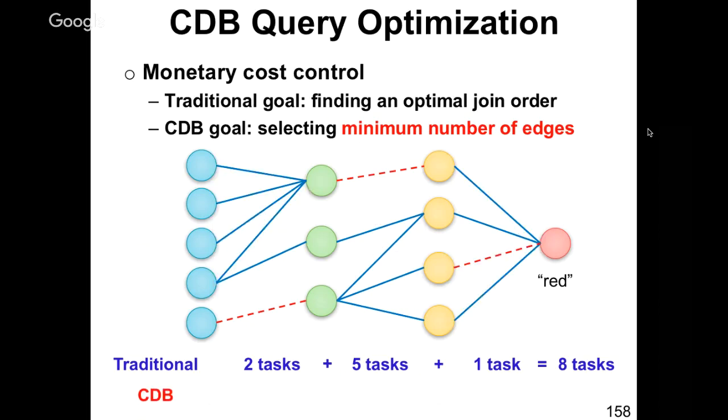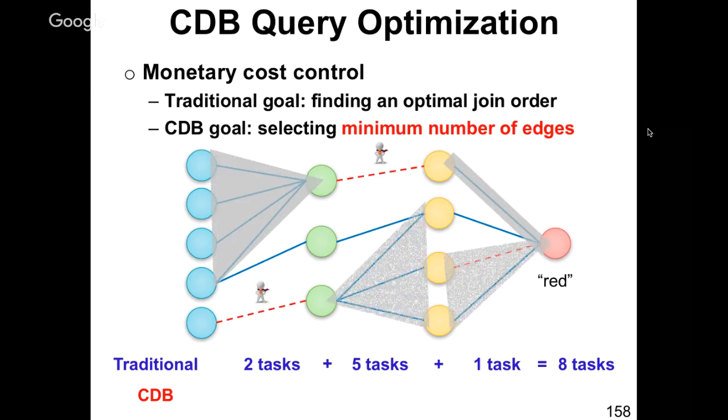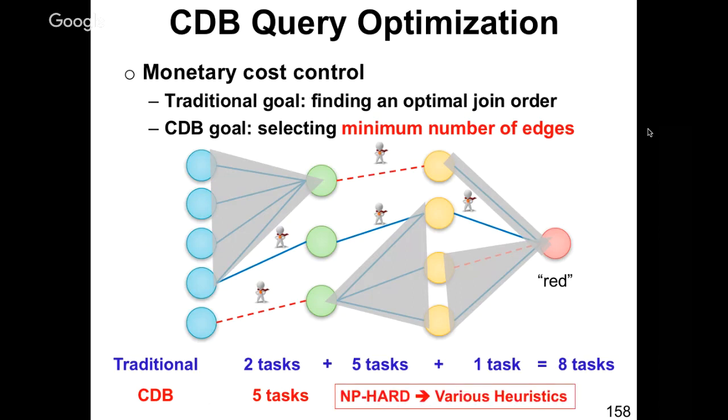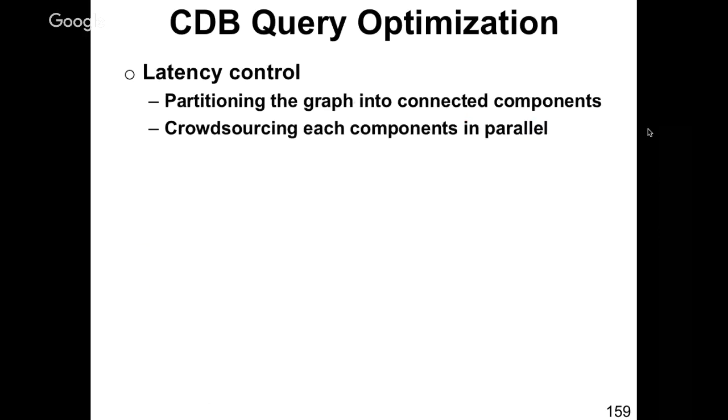But for CDB, we can actually select these edges individually, and we do not care about the join ordering these edges are actually in. For example, we can first select the first edge and do this pruning, and this edge do this pruning, and then these three edges to connect the tuples. And in total we use 5 tasks. This paper has proved this problem is NP-hard and introduced some heuristics to solve it.